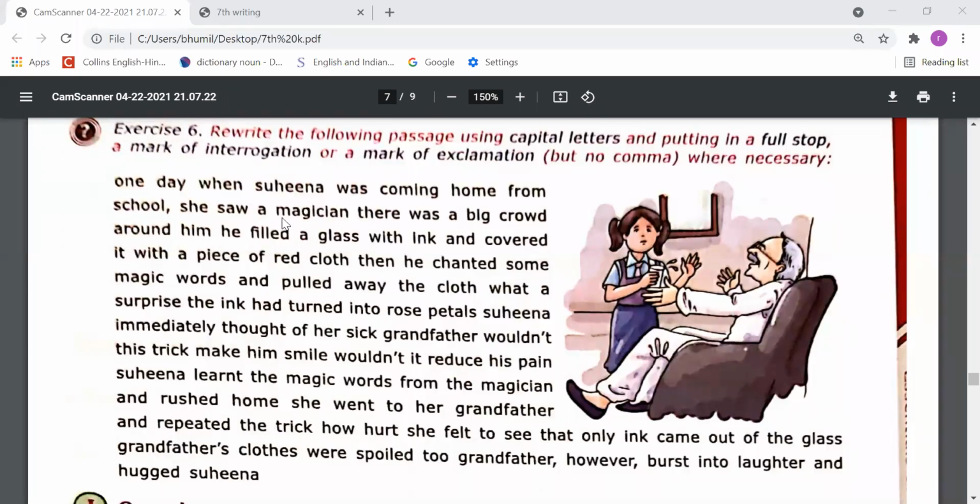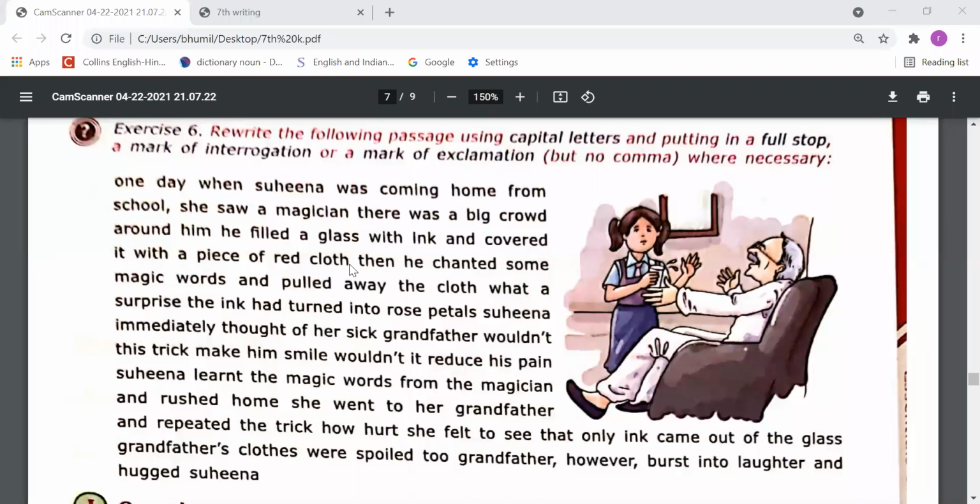She saw a magician. There was a big crowd around him, right? So we need to mention a full stop after him, around him. Here you need to mention a full stop. Then H, you need to make capital of he. He filled a glass with ink and covered it with a piece of red cloth, right? After cloth also you need to mention the full stop.